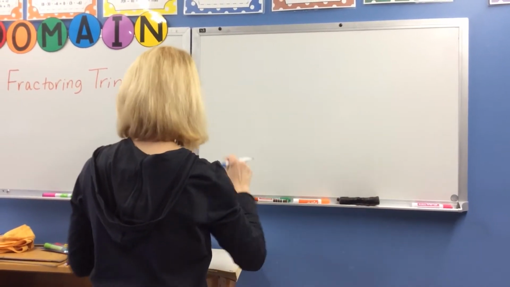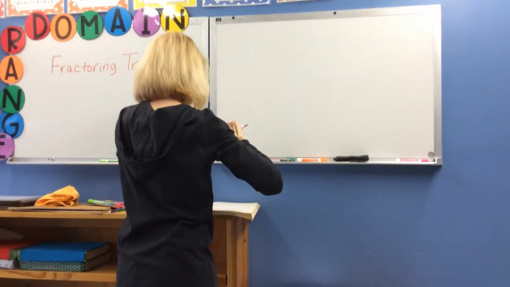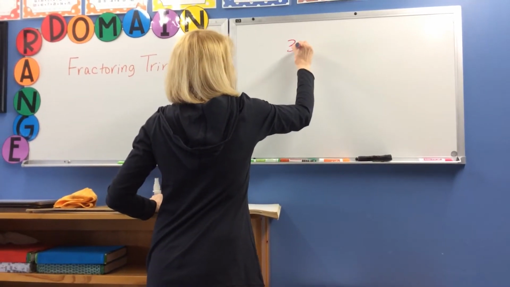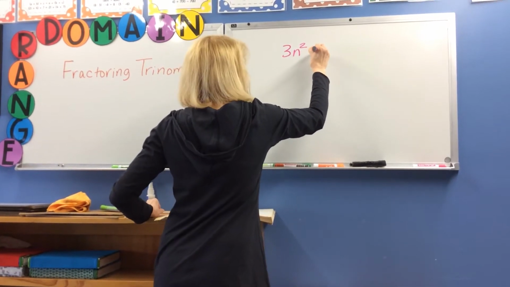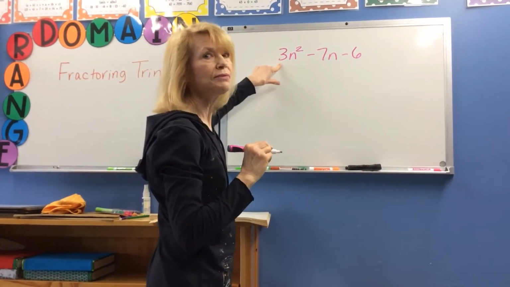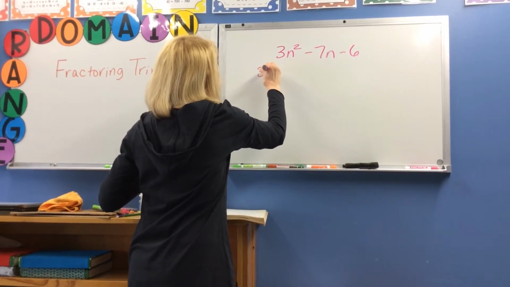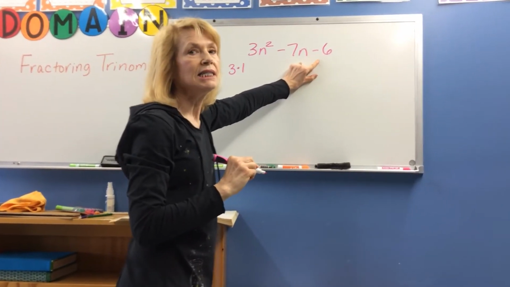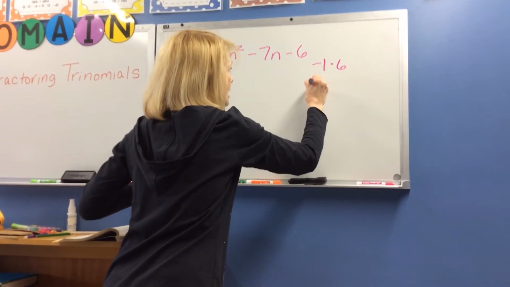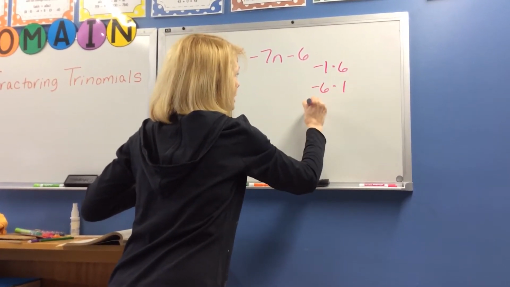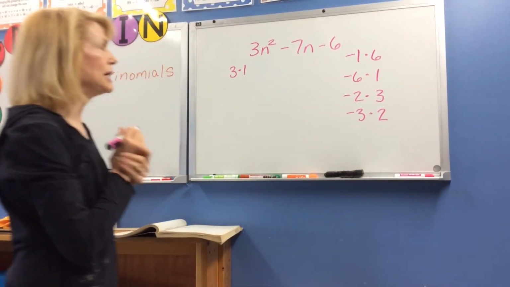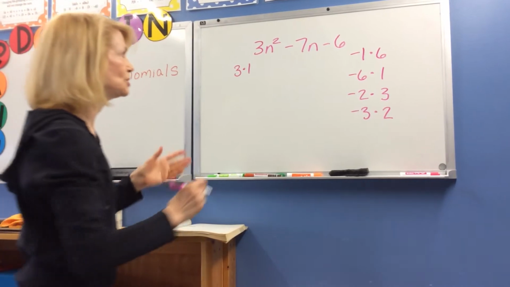Let's do one that has more numbers to deal with, and let's see how we're going to do it. Okay, this time I have to figure out factors of 3, that's pretty easy, 3 and 1. And I have factors of -6. So actually you end up with quite a bit. I can have -1 and 6, -6 and 1, -2 and 3, -3 and 2. Okay, so we got a lot more to work with here. And as I said, a lot of it's just trial and error.